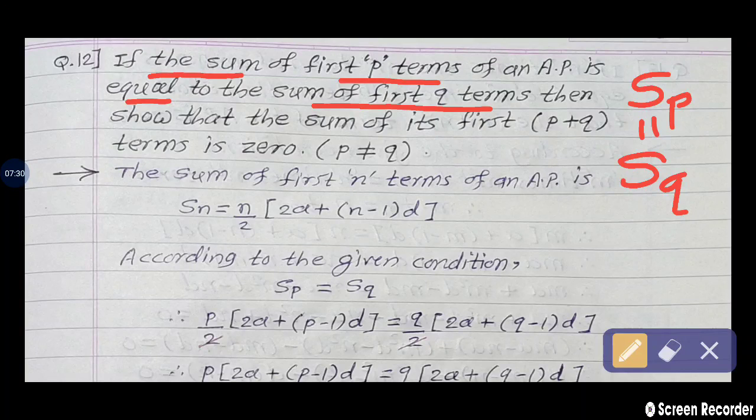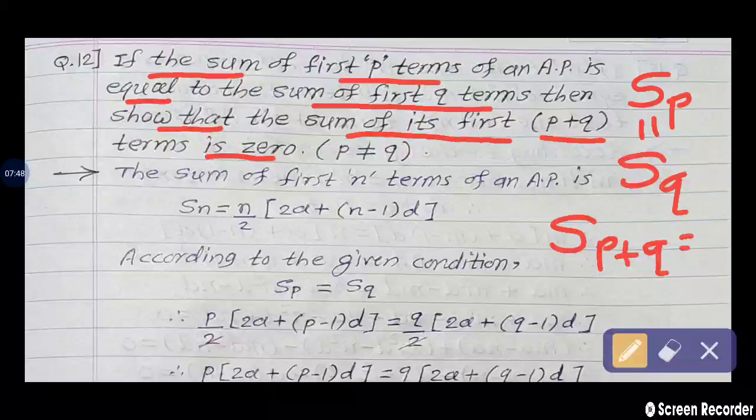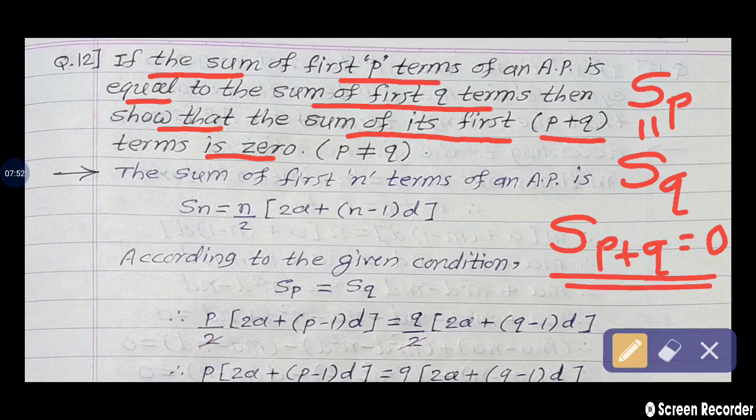Then show that the sum of its first p plus q terms is 0. So we are finding out here that the sum of its first p plus q terms is equal to 0. This we are showing here. All of you understood? Now see.